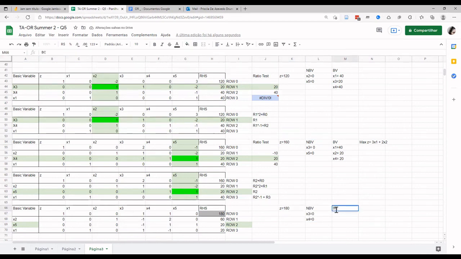And my basic variables are going to be x1, that is over here, see? And has a value of 20. My x2, that's over here, now has a value of 60, and my x5 over here has a value of 20. So that's my final and optimal solution, and that's how I do the simplex algorithm. That's how I make all the iterations necessary to find my optimal value.